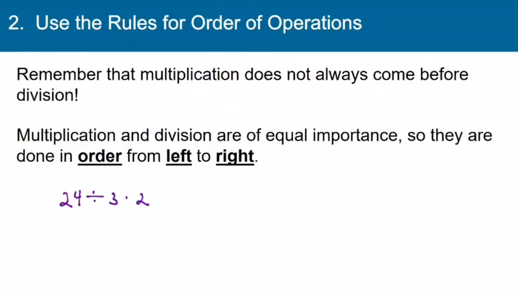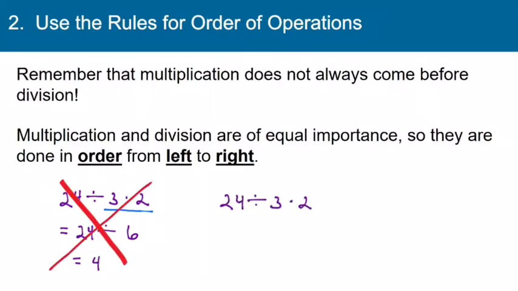So let's look at a problem like this, which is similar to the last one we just did. If you were to think, well, M comes before D, so I'm going to do the multiplication first, you'd have 24 divided by 6, and we know 24 divided by 6 is 4. But this is not correct. Again, on a problem like this, when all you've got is multiplication and division, you have to do them in order from left to right. So 24 divided by 3 is 8, and 8 times 2 is 16. And this would be the correct answer for this problem.